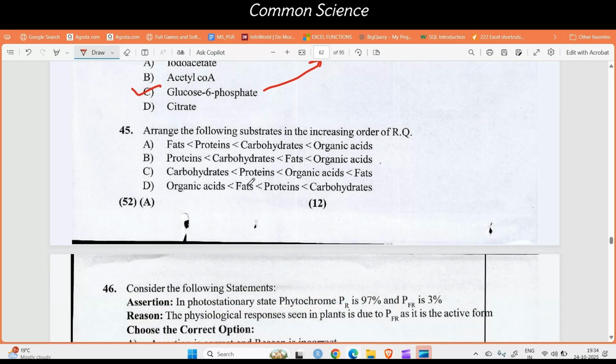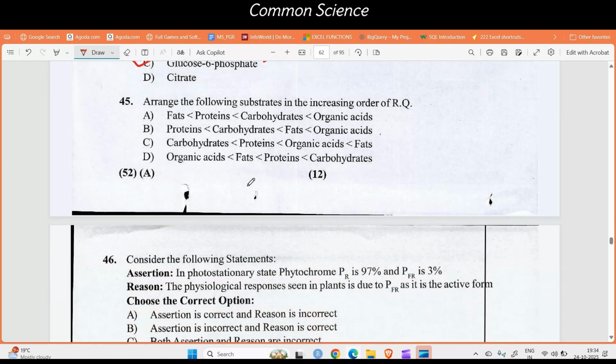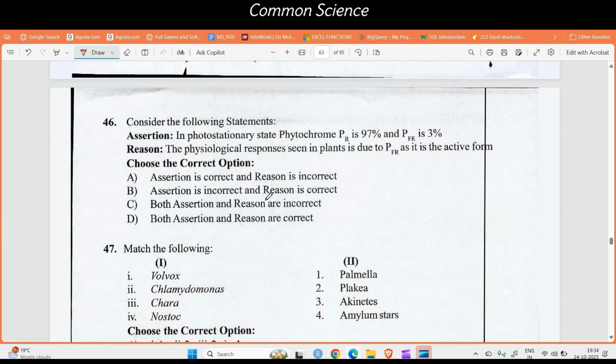Question number 45. Arrange the following substrates in the increasing order of respiratory quotient: fats, proteins, carbohydrates, and organic acids. Organic acids have larger respiratory quotient. It can also go to 4 in case of organic acids. So option A is the correct answer. Moving on to the next, 46.